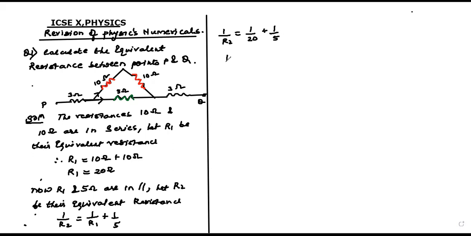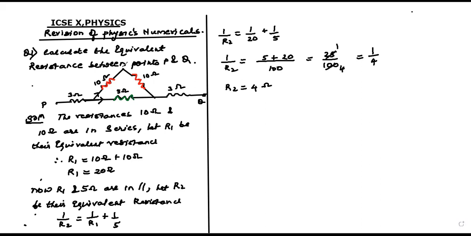Now what happens here? 1 upon R2 is equal to, here please have a look at the LCM. Okay, we'll do like this. 20 into 5, 100. 5 ones are 5, 20 ones are 20. I just cross multiplied. So what I get is 25 upon 100. Now this goes in 25 four times. 25 ones are 25, 25 fours are 100. So what happens? This is 1 upon 4. That means 1 upon R2 is 1 upon 4. So R2 equal reciprocal, 4 ohms.